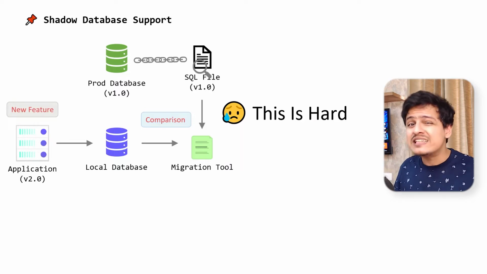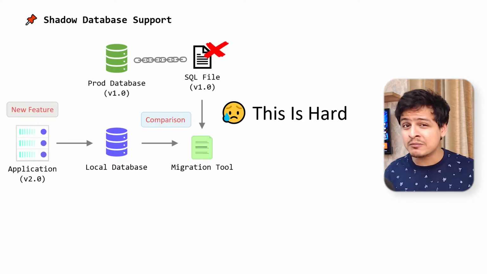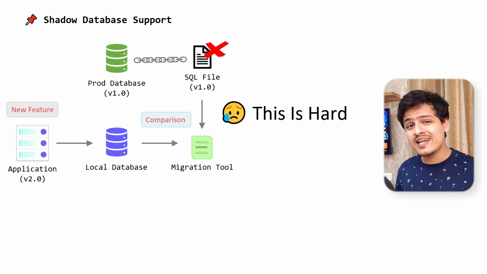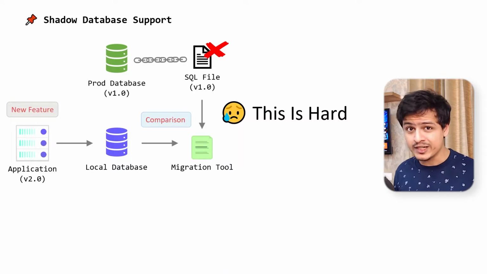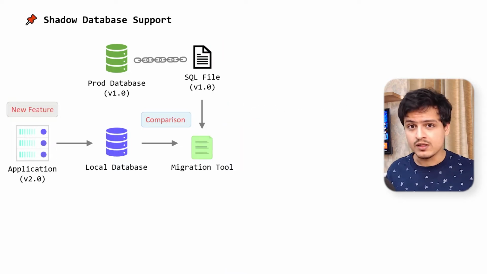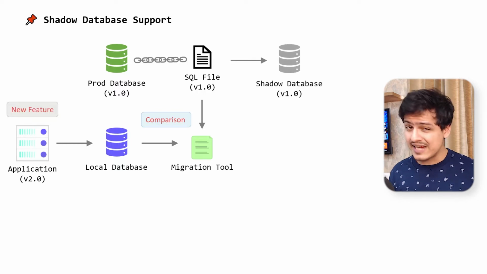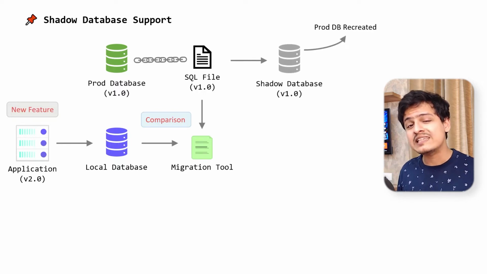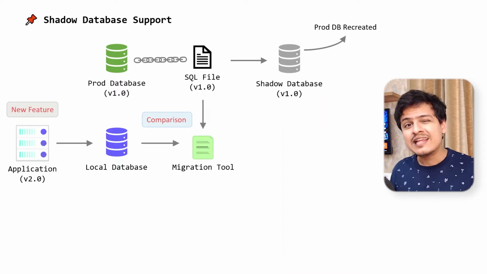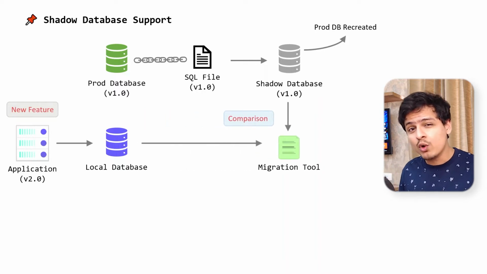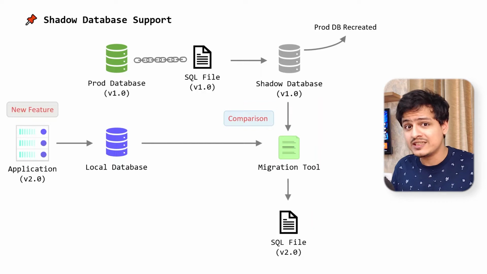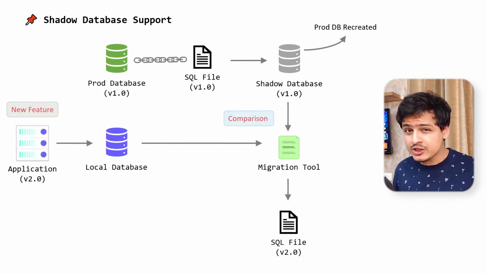Inspecting and parsing the SQL file to figure out the database schema is a big no-no. Instead, we use something called a shadow database. The concept is simple. We apply all the SQL files to a temporary database called a shadow database. This will recreate the database schema of my previous release. Now we can calculate the delta between my local and shadow database, which is easier to do. Our migration tool should be able to support this out of the box.